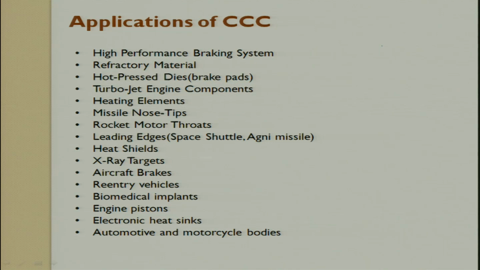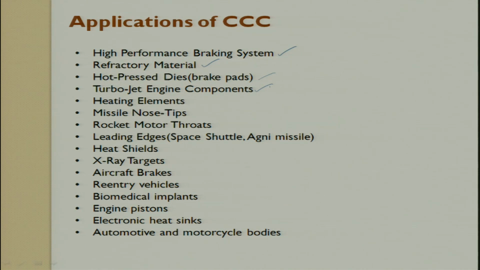The applications of CC composites are: it can be used for a braking system where there is going to be very high temperature, as a refractory material, and as a hot press die. Turbojet engine components are today made out of carbon-carbon composite. So wherever you can replace ceramic matrix composite, we go for carbon-carbon composite.